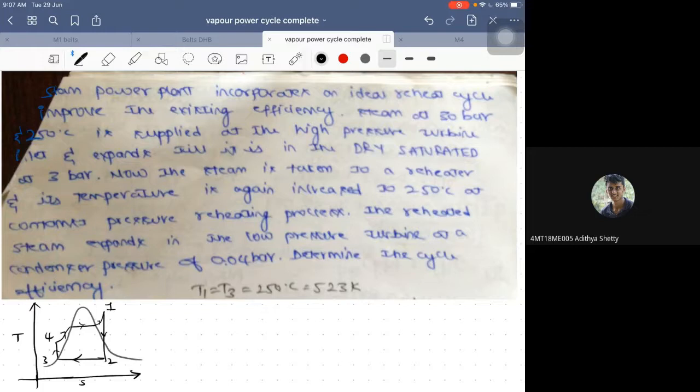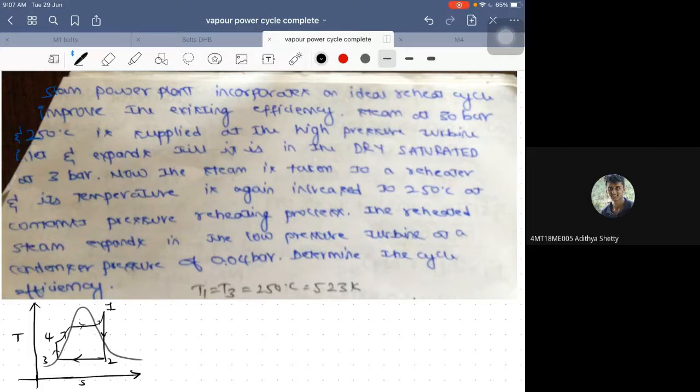So I will just revise the concepts. Basically there are two to three different methods of improving the efficiency or work output of these cycles. Number one is regeneration, where you send a part of the steam from intermediate of the expansion to heat the fresh incoming water. So that is what you are doing in the case of regeneration. In reheating, what are you doing? Anyone?